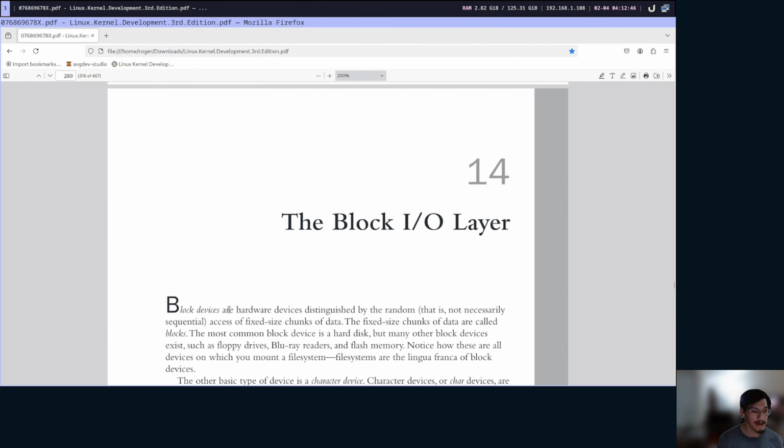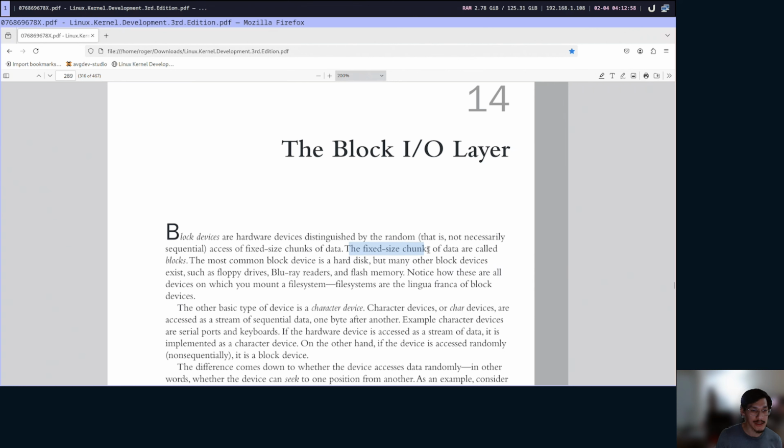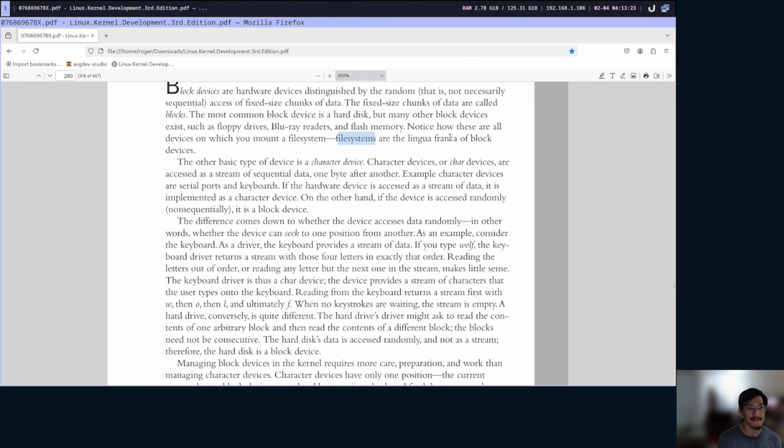Block devices are hardware devices distinguished by the random, that is, not necessarily sequential, access of fixed-size chunks of data. The fixed-size chunks of data are called blocks. The most common block device is a hard disk, but many other block devices exist, such as floppy drives, Blu-ray readers, and flash memory. Notice how these are all devices on which you mount a file system. File systems are the lingua franca of block devices. Okay? So basically, the communications for block devices. That's what file systems are.